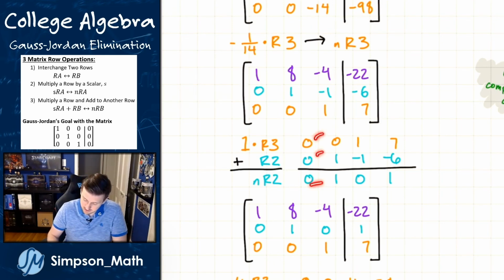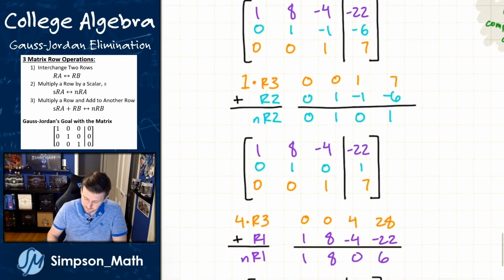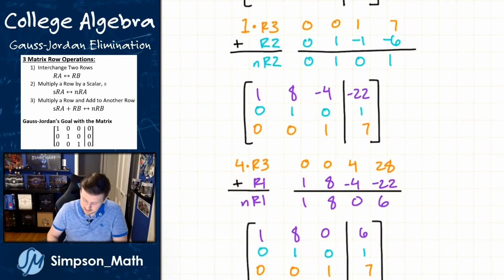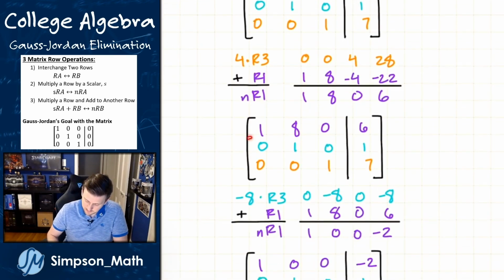0 plus 0 is 0. 0 plus 1 is 1. That's 0 and that's 1. And remember, we're replacing it. Then I need to make this be a 0. So I'm going to multiply the bottom row times positive 4. So we get 0, 0, 4, 28. Add them together and you get 1, 8, 0, 6. So replace this top one right here with 1, 8, 0, 6.